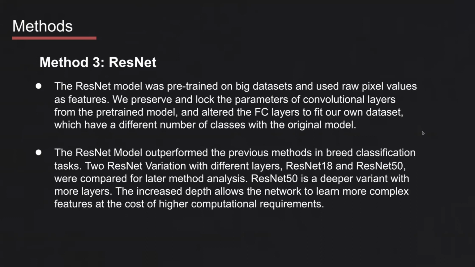The third method we used is the ResNet. The ResNet model was pre-trained on a big dataset, and we preserved and locked the parameters, just altering the FC layer to fit our own dataset. The ResNet model outperformed the previous ones because it is a deeper variant with more layers, and the increased depth allowed the network to learn more complex features at the cost of higher computational requirements. The ResNet 50 has reached an accuracy of 75%, which is pretty good.